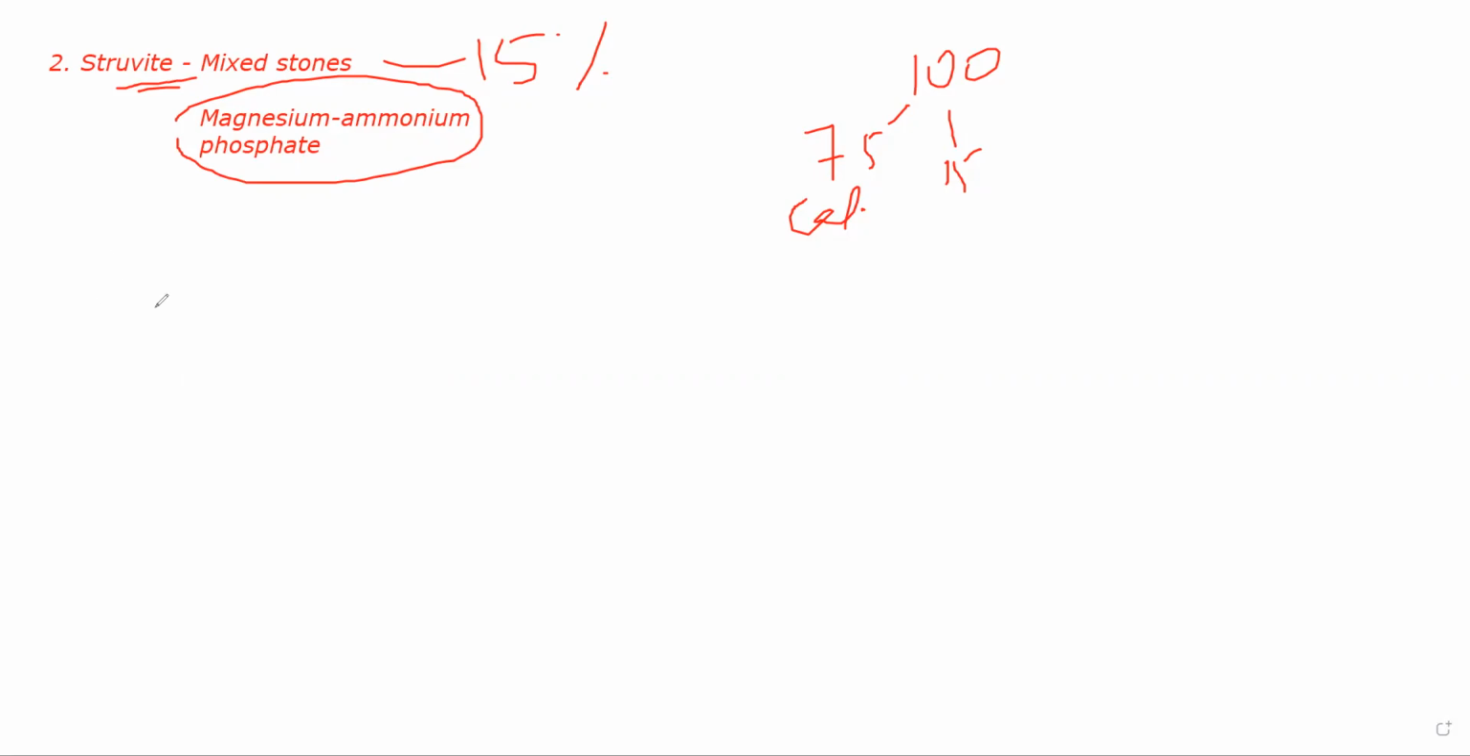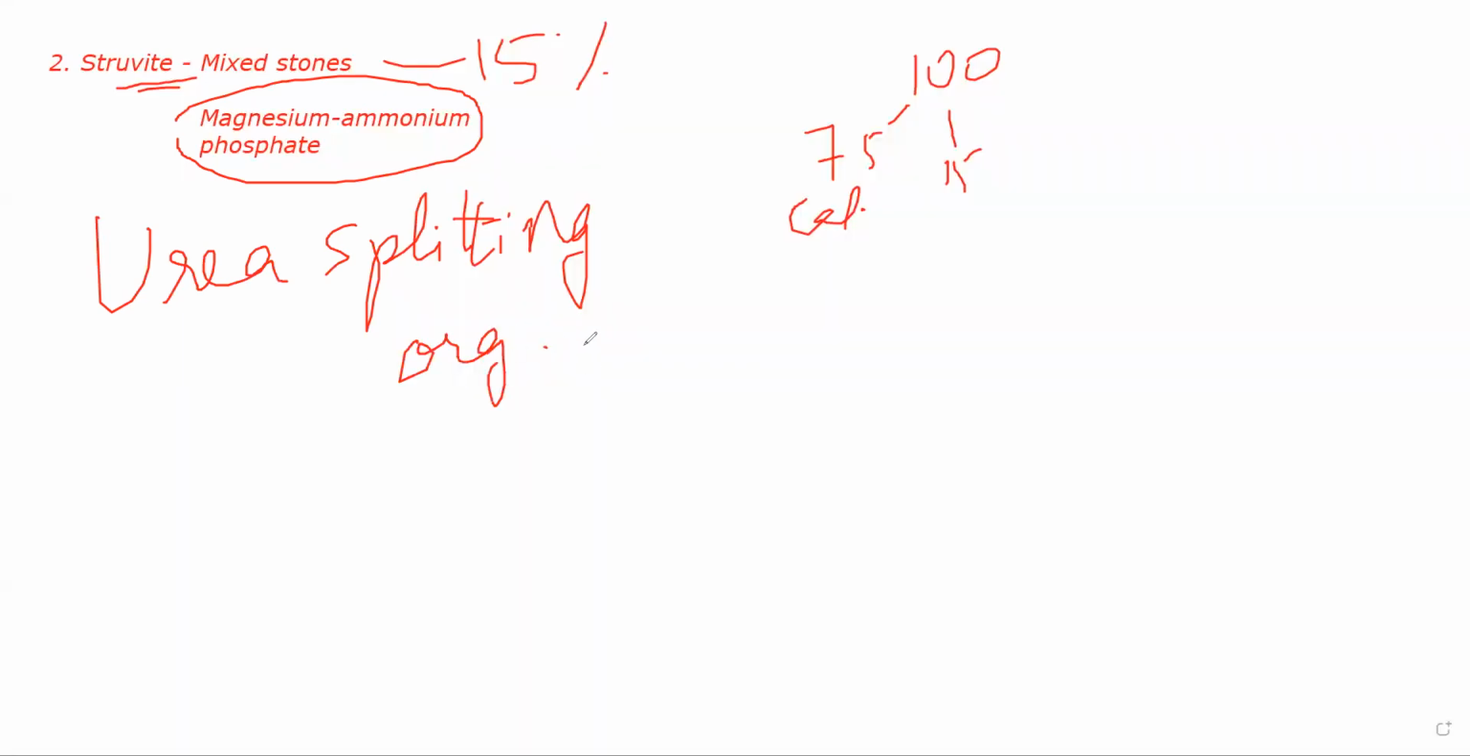Okay, generally it is because of an organism that can split urea. Okay, urea splitting organism. Some organisms have the capability of splitting urea, like Proteus. Proteus is able to secrete an enzyme that can break urea. It will split urea apart. And as it is splitting, what will happen is it will make a compound called magnesium ammonium phosphate that will essentially make your struvite.